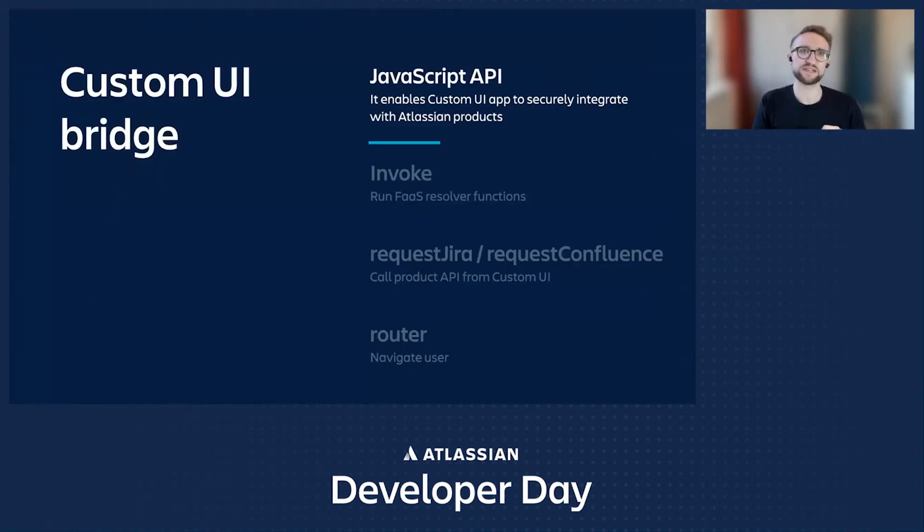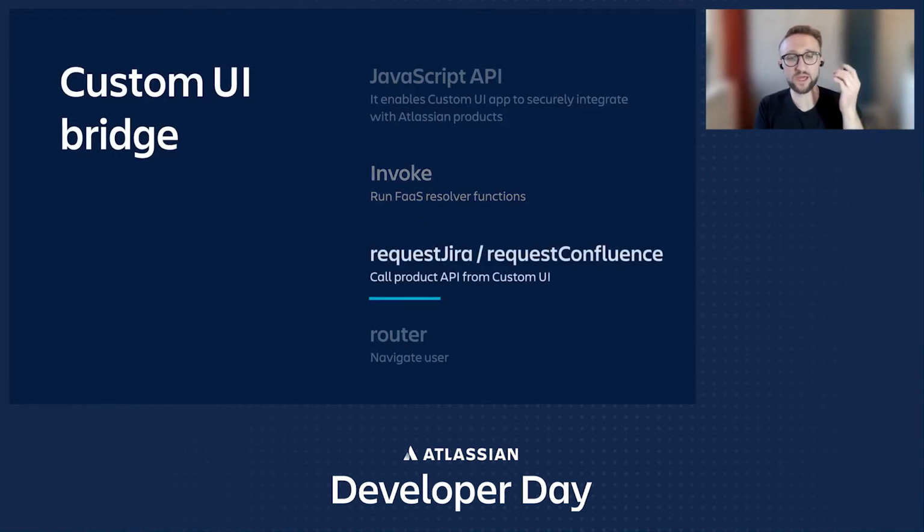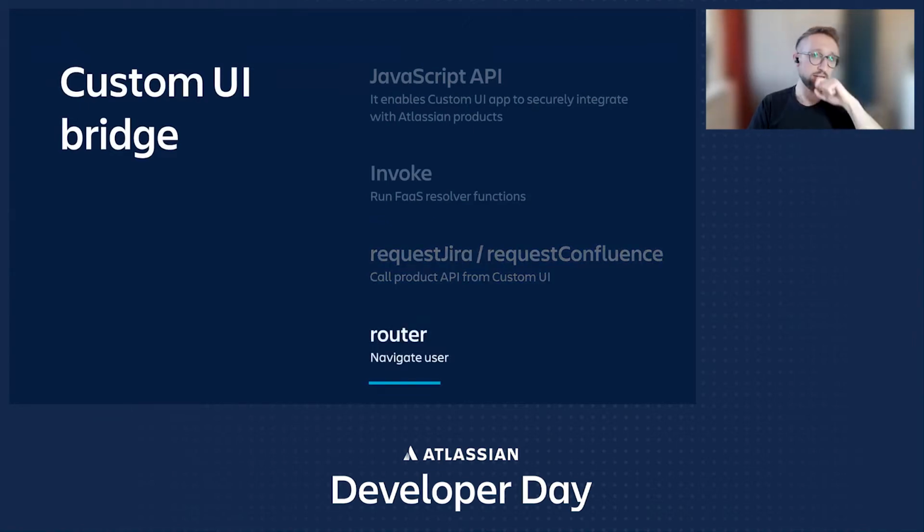So what brings this feature? Well, it's a part of JavaScript API that enables custom UI to securely integrate with Atlassian products. So custom UI bridge. And this is the package, this is the library that you're using to invoke the Forge resolver functions by using, guess what, invoke. It also allows you to directly call product API, so Jira or Confluence API, from your static custom UI pages with request Jira or request Confluence.